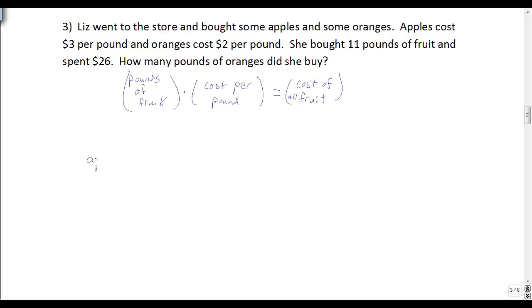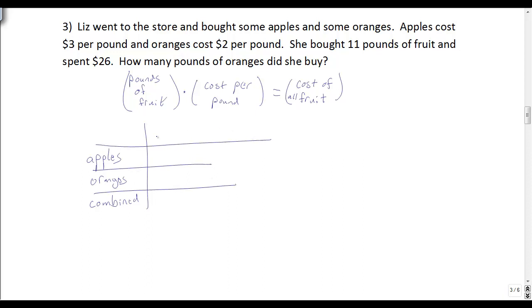So I've got apples, I've got oranges, and I've got sort of the combined here, and I have pounds. Let's rewrite that, so it's just for pounds. And then I have dollars per pound. That's the cost per pound. And then I have the total cost for that type.